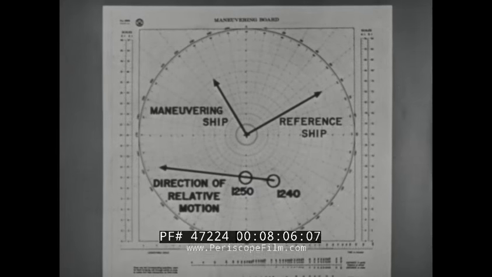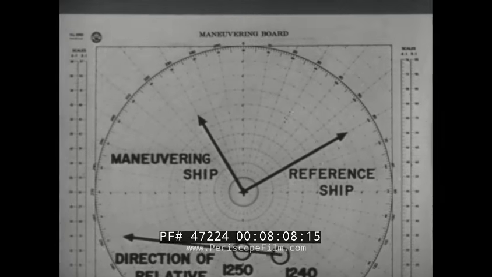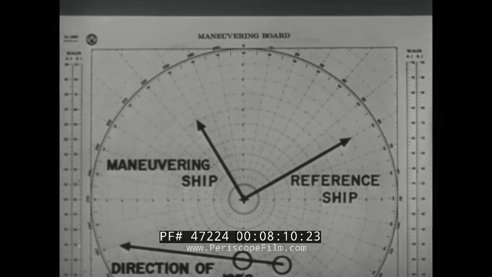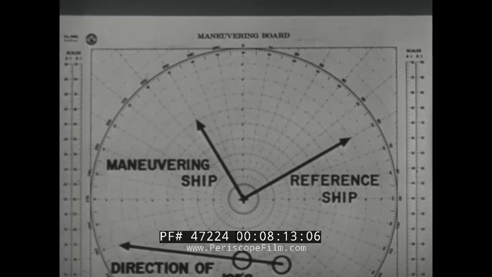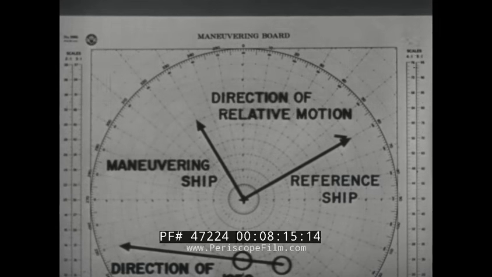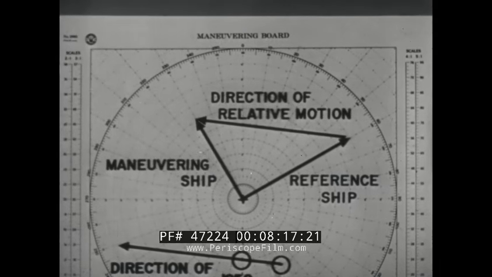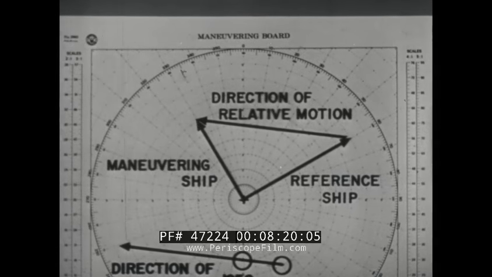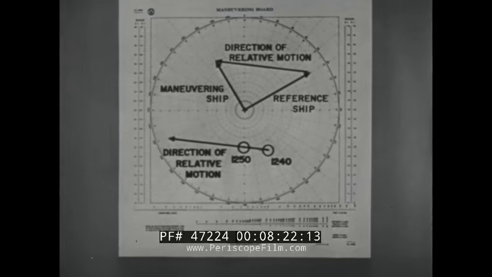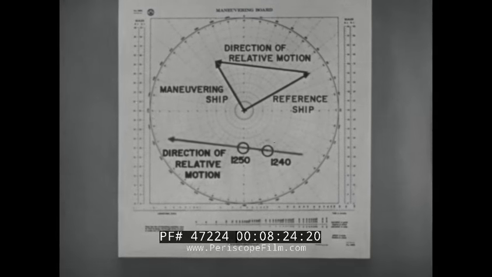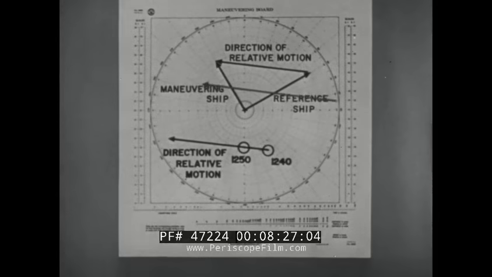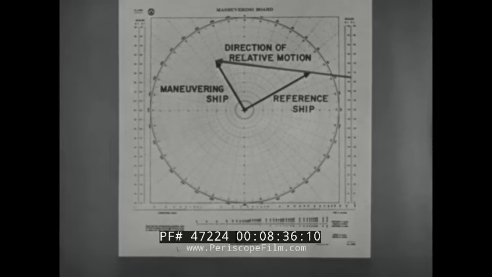You decide upon the scale to use, remembering to make the diagram as large as possible for increased accuracy. Direct the arrow for direction of relative motion away from the reference ship's vector. Usually, the vector triangle is drawn on the same maneuvering board as the relative plot to simplify the transfer of direction of relative motion from one diagram to another. For purposes of this film, the vector triangle and relative plot will be shown on separate maneuvering boards to emphasize the different terms they represent.